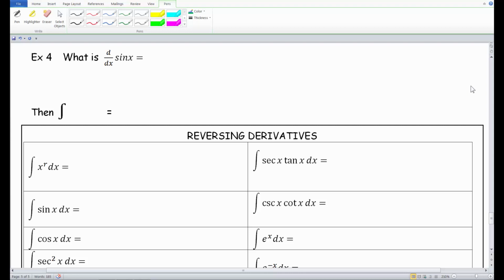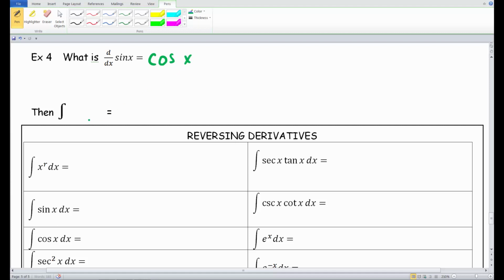Here we are at example 4 from our 4.1 set of notes. We're asked, what is the derivative of the sine of x? Well, though this might seem a little bit trivial, it's actually going to help us out quite a bit when we start talking about some of the things like the antiderivative. The derivative of the sine of x, which we know from last semester, is just the cosine of x.